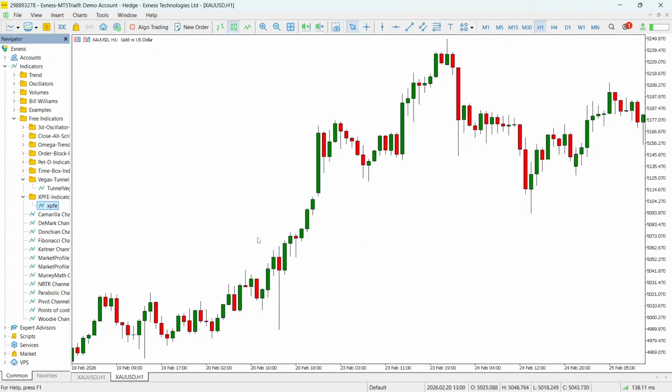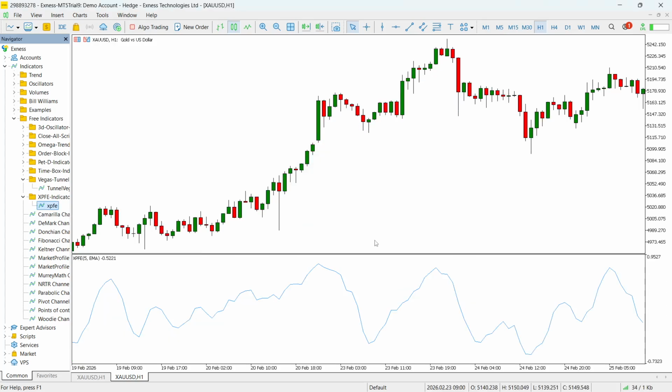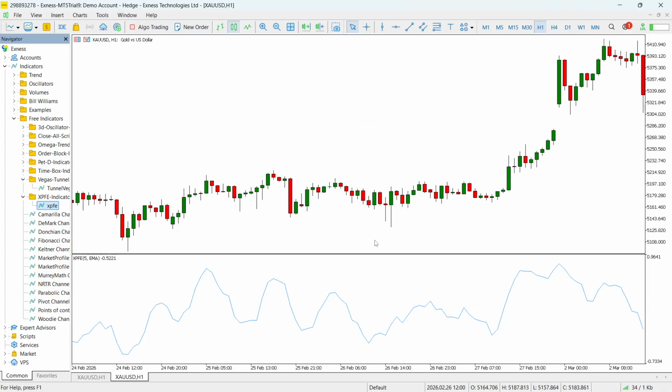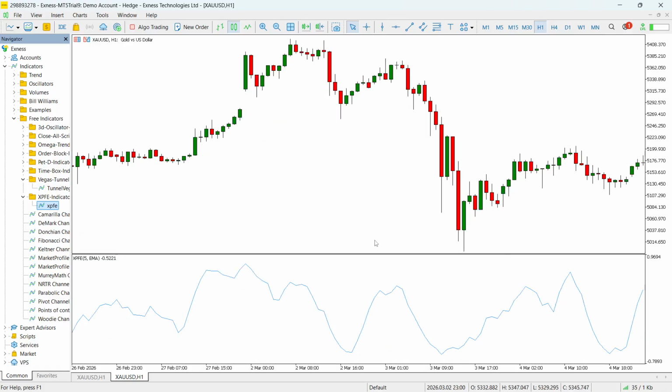At this point I'll load the indicator on the chart so you can see how it looks in real time. Remember to always allow the allowed imports. And there we go. On the chart, the XPFE indicator typically shows a trend following structure that changes visually as momentum shifts. You can see how it appears here in the separate sub window.